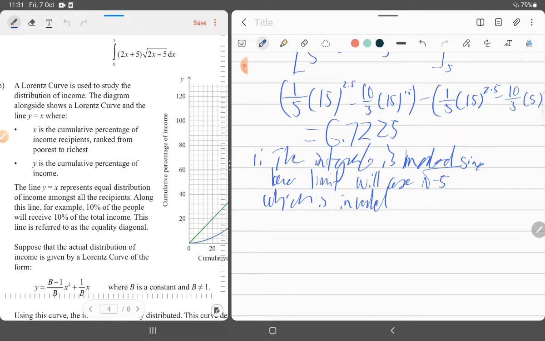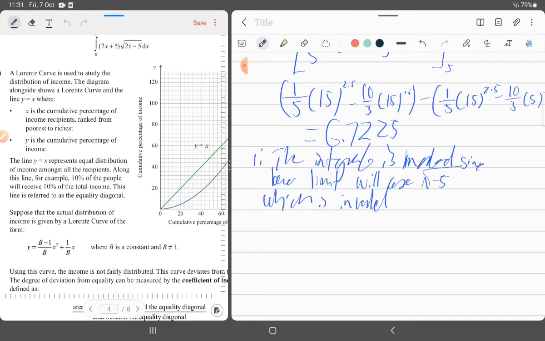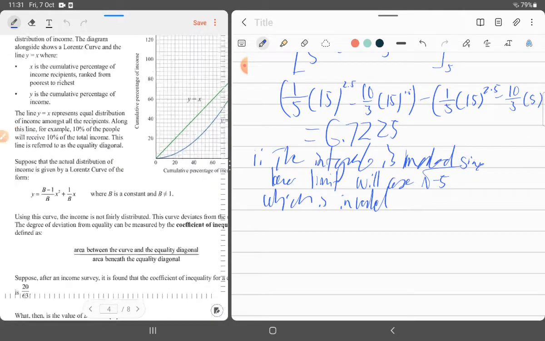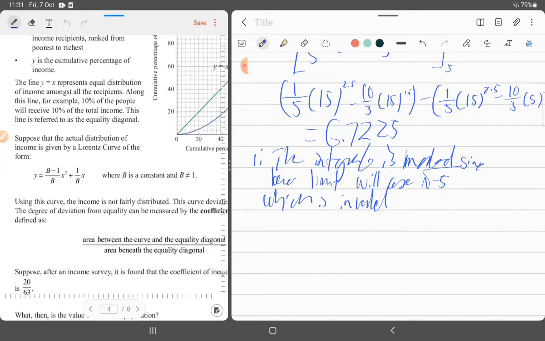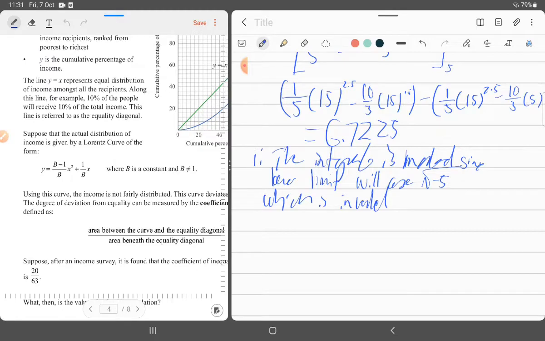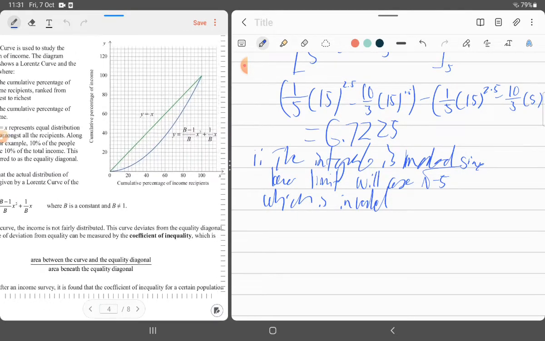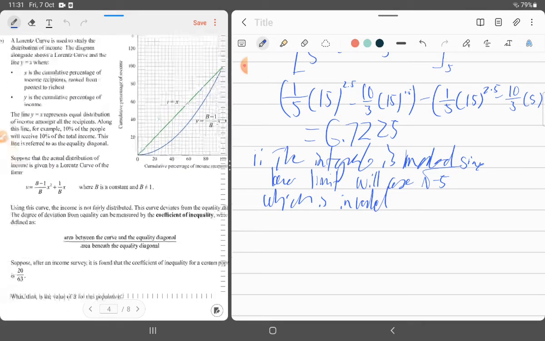A Lorenz curve is used to study the distribution of income. The diagram alongside shows a Lorenz curve and the line y equals x, where x is a cumulative percentage. Actually, I remember doing this question. It's just so intimidating, although they put up so much irrelevant information.